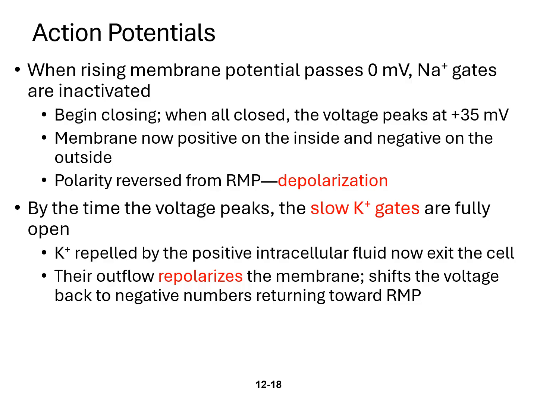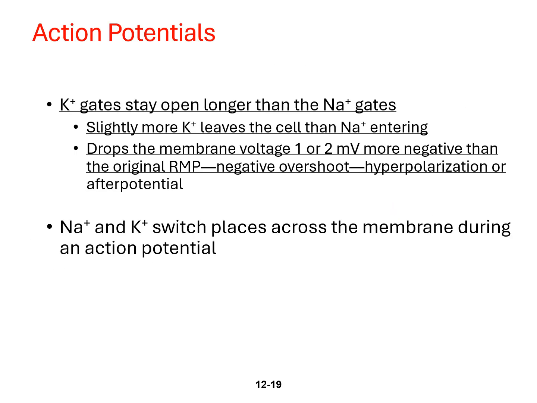This now means that other gates are going to open. So when the potassium gates open, they're going to flow outside of the cell to repolarize the cell. So potassium is repelled by the positive intracellular fluid and exits the cell. Their outflow repolarizes the membrane and shifts the voltage back to negative numbers. Potassium gates stay open longer than the sodium gates. That's going to cause something called hyperpolarization.